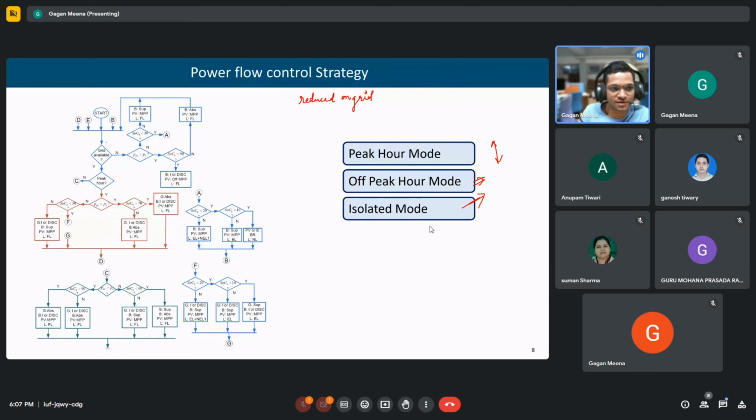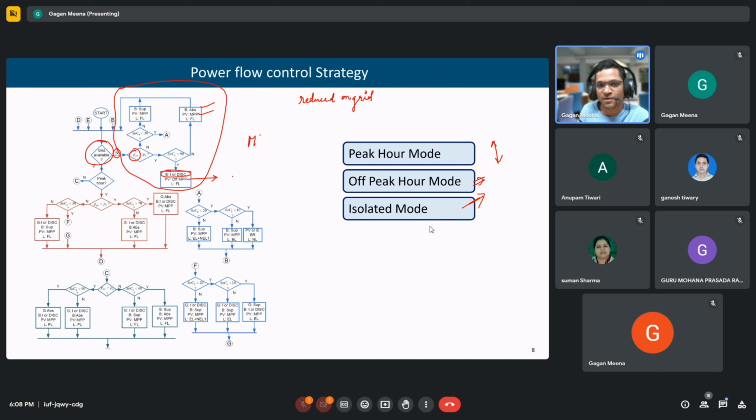So starting with this block. First it is checked whether the grid is available or not. If it is not available, that means it is isolated mode. This one is for isolated mode. Now in isolated mode grid is not available, so we have to see whether the generation from PV is greater than load. If it is greater than load and SOC is already more than 90%, that is, the battery is already charged, then the battery is disconnected or not charged and PV moves to off MPPT, and the load is already supplied because generation is more than the load. But if SOC is less than 90%, then the battery will be charged.